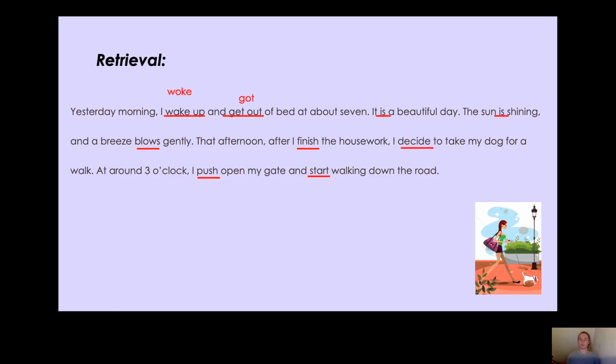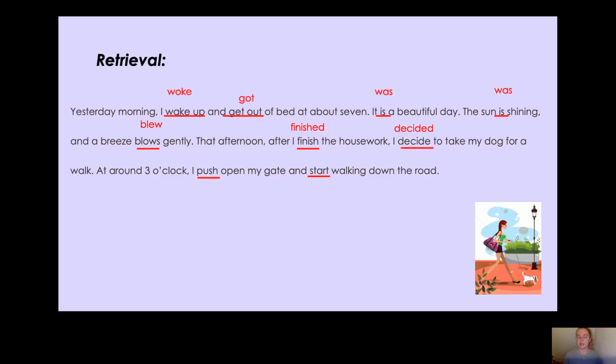At about 7. It is a beautiful day. Today is a beautiful day. Yesterday was a beautiful day. There you go. And therefore, the sun was shining and a breeze blows gently. Today, a breeze blows gently. Yesterday, a breeze blew gently. Okay, that afternoon, after I finished the housework, so you need finished the housework, I decide to take my dog for a walk. Today, I decide. Yesterday, I decided. There we go.